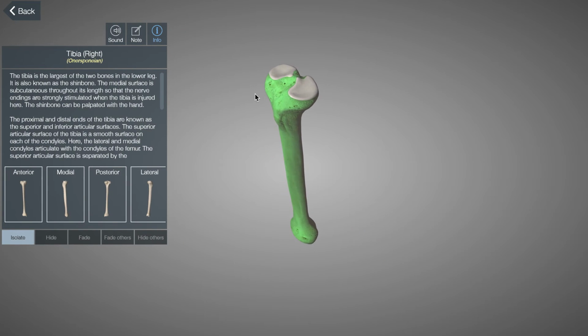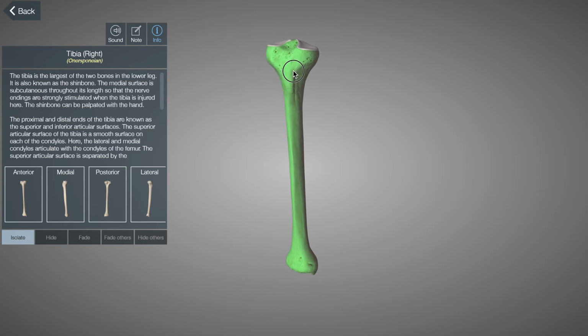If we look at it on this side, there's a raised bit right over here. Instead of a process, we actually call this an eminence. So this is in between the condyles, called the intercondylar eminence. And it's got quite a prominent rough patch right over here. This is called the tibial tuberosity. You'll also notice that there's a line right over here, and the line forms a crest. So it's on the anterior side. We call it the anterior crest.